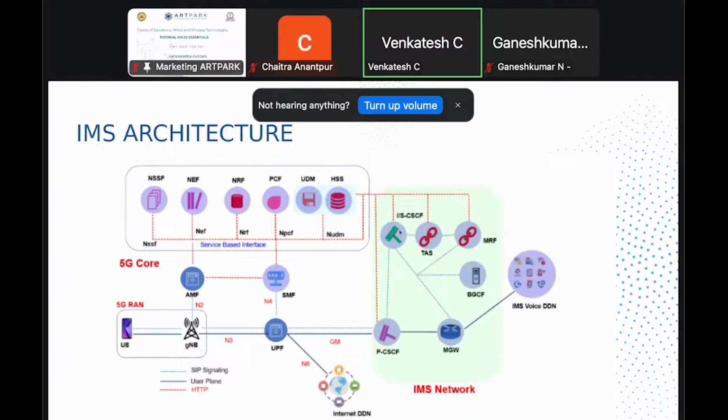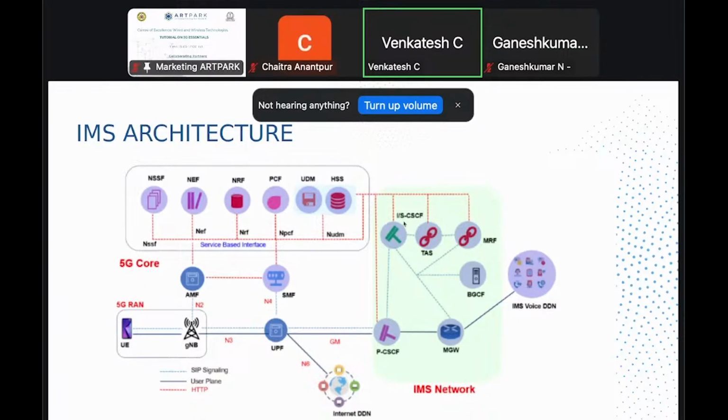Next we move to the ICSCF. ICSCF stands for Interrogating Call Session Control Function. It is responsible for determining which SCSCF should handle the user request. It queries the HSS for this information.